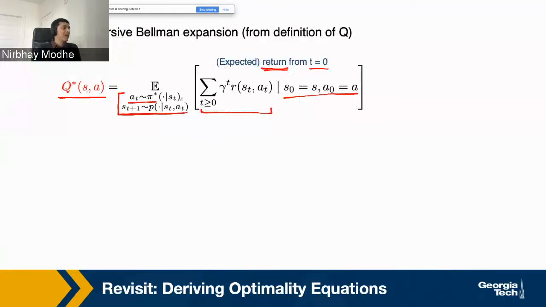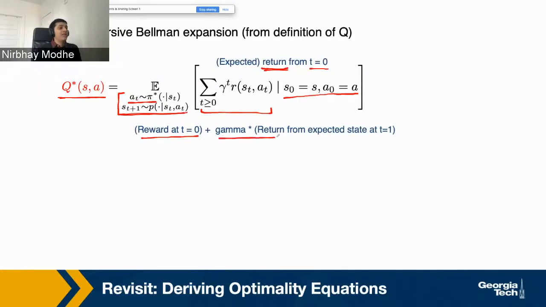Q star of S comma A is the expected reward I get starting from state S, taking action A, and thereafter following the optimal policy pi star. This is the definition of Q star. And if you think of this as a summation starting from t equal to 0 to infinity, let's try to break this into two parts. Let's first write the first term just for t equal to 0. So it's going to be just the reward at t equal to 0.